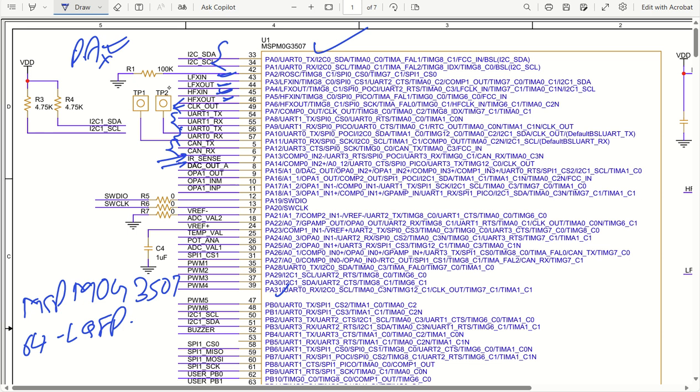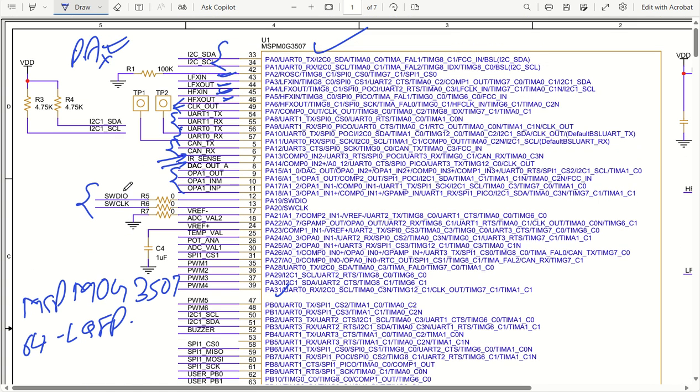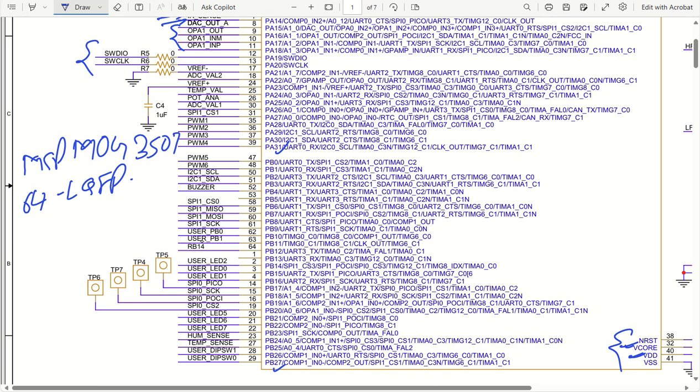Then we have DAC output. Then we have inbuilt op amps. Two op amps are there. One of them has been used for some functionality. This is the two-wire programming, that is SWDIO and SWCLK programming. This particular resistor I didn't tell you. So this particular resistor has been used to trim the internal oscillator so that it can give you the proper oscillation.